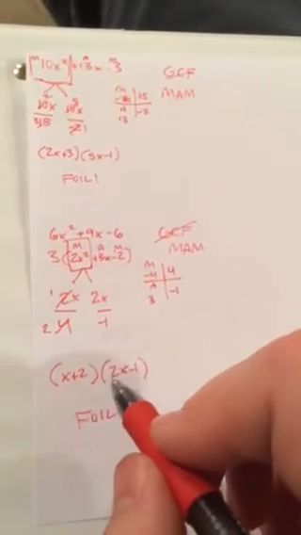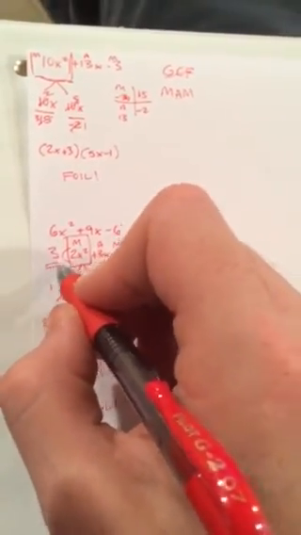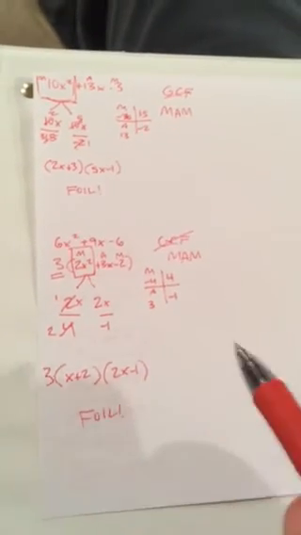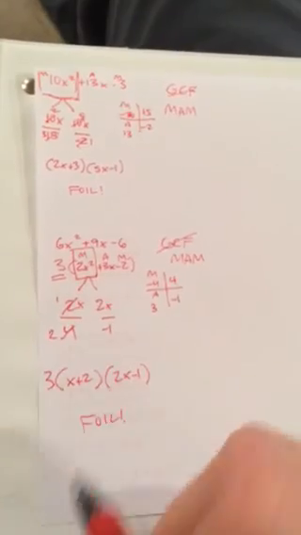Alright, so if I did that, I would find, hey, those don't actually multiply together to get that because I'm being a doofus and I left the GCF of 3 off. So anytime it says factor completely, that's a pretty good clue that there's going to be a GCF and you're going to be able to use MAM.